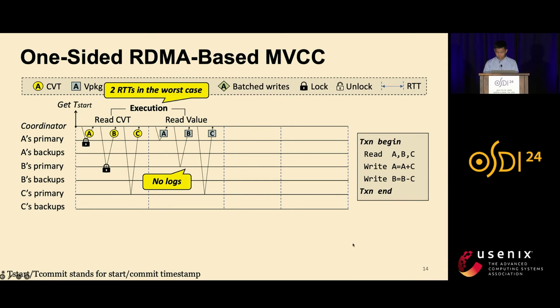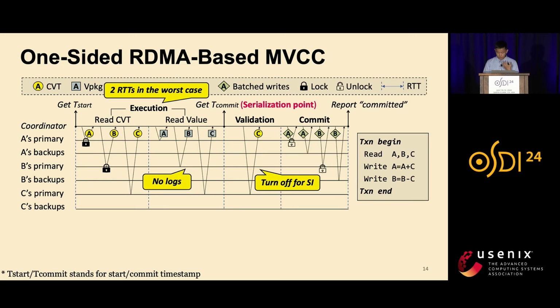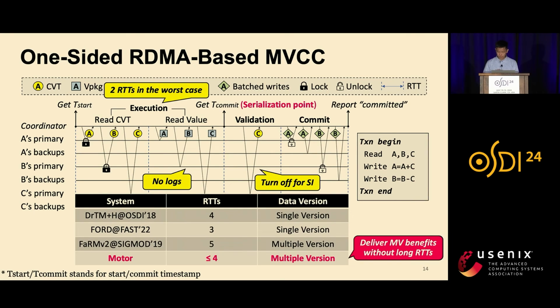After obtaining all the data, the coordinator executes the transaction and uses the commit timestamp to validate that the versions of read-only data were not changed. This provides serializability, but if the application wants snapshot isolation, Motor turns off the validation. Finally, the coordinator writes the new version, value, and modified attributes to all replicas and unlocks the write set. Compared with existing systems, Motor's MVCC protocol delivers benefits of multi-versioning and only consumes a small number of RTTs.